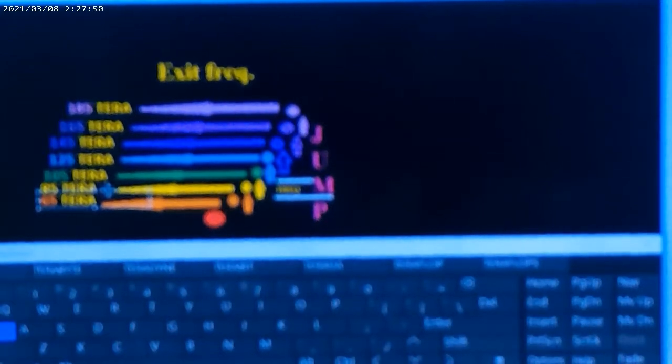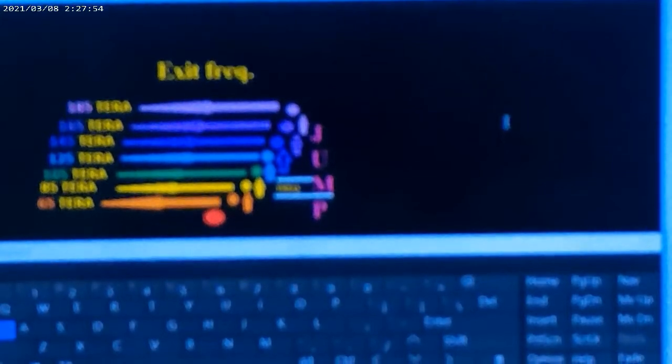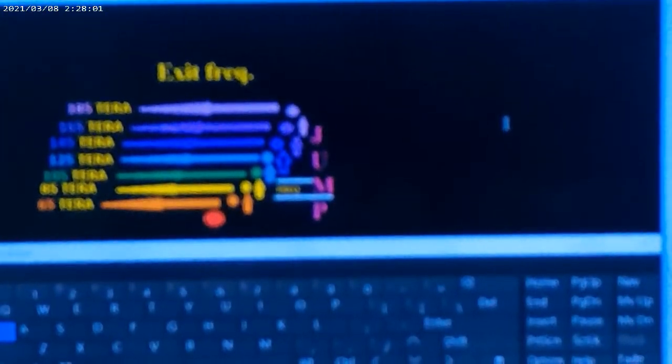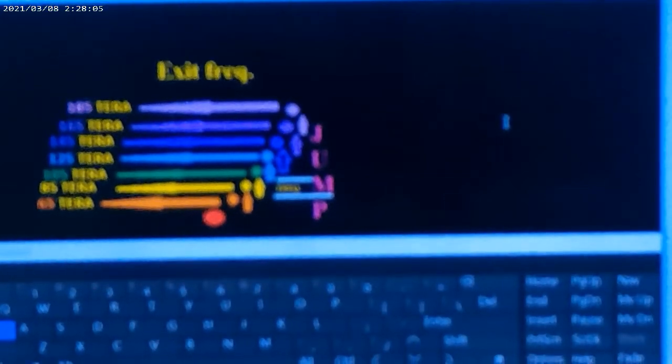There's another siren. As I was saying, you hear that a lot here in the downtown area. So, those are the exit frequencies, and then I'm going to wait till this siren shuts up.